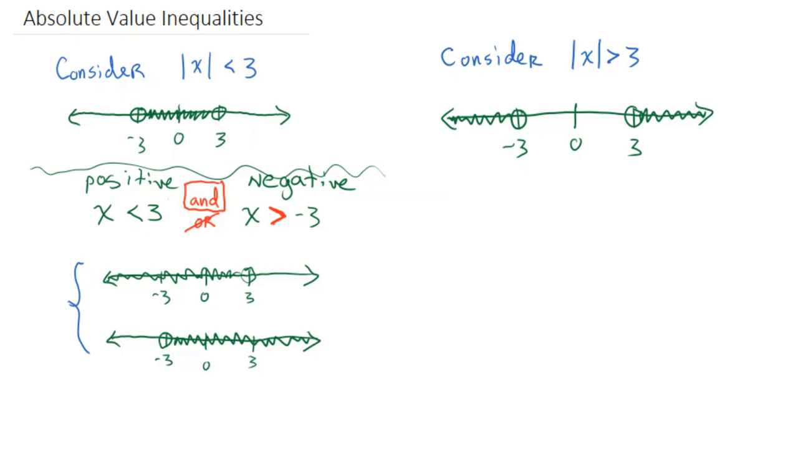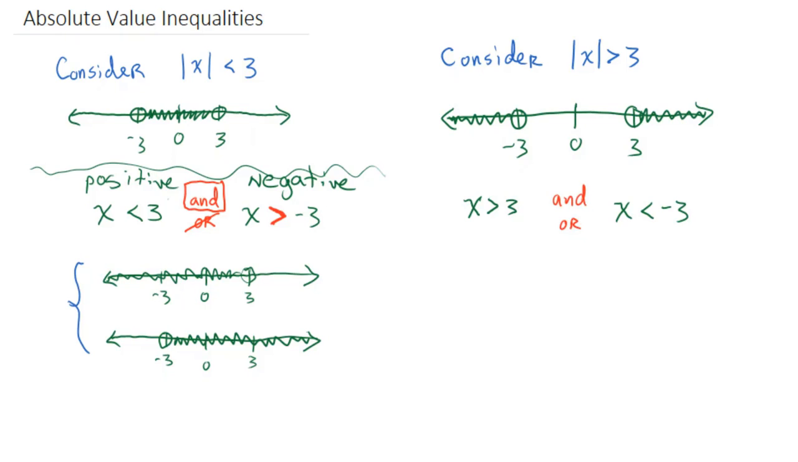Then if I split my inequality into my positive case, I'm going to have that x is greater than 3. My negative case will be x is less than negative 3, because remember, when we split to the negative case, we have to flip the inequality symbol. That's just going to be true across the board for the same reasons we've already argued. So the question that we're addressing now is this and or question. Is it an and or is it an or?